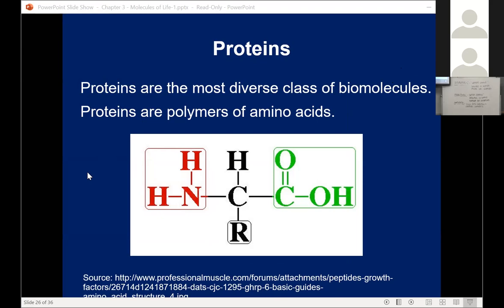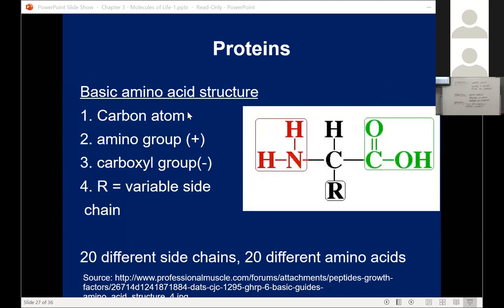Proteins are the most diverse class of biomolecules. The monomer, or the building block, that we fuse together to make proteins is called an amino acid. There are 20 different amino acids. Because we can combine those 20 amino acids in different combinations, that makes proteins very diverse. Proteins are polymers of amino acids.